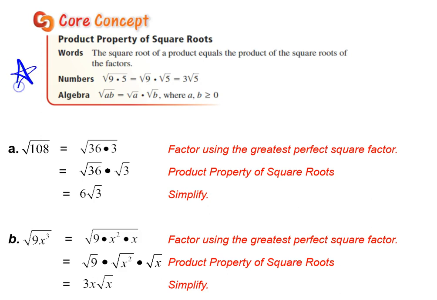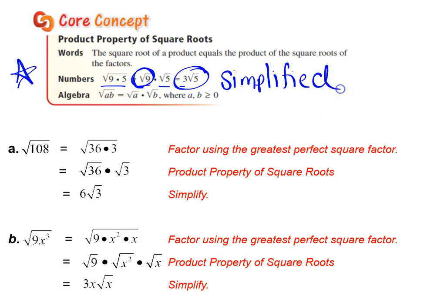This rule right here is the product property of square roots. This is the one we were looking at first that says the square root of 9 times 5 is equal to the square root of 9 times the square root of 5. This is helpful because 9 is a perfect square, and the square root of 9 is 3. So this gives us 3 times the square root of 5. This is the simplified version of the square root of 45.